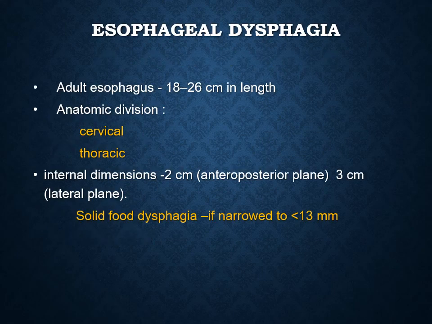It is important to note in dysphagia that this will be experienced by the patient during swallowing if the internal diameter of the esophagus is narrowed to less than 13 millimeters or 1.3 centimeters. You have to note that the adult esophagus is about 26 centimeters in length and has internal dimensions of 2 centimeters by 3 centimeters. So more or less you can have an approximation of the size.